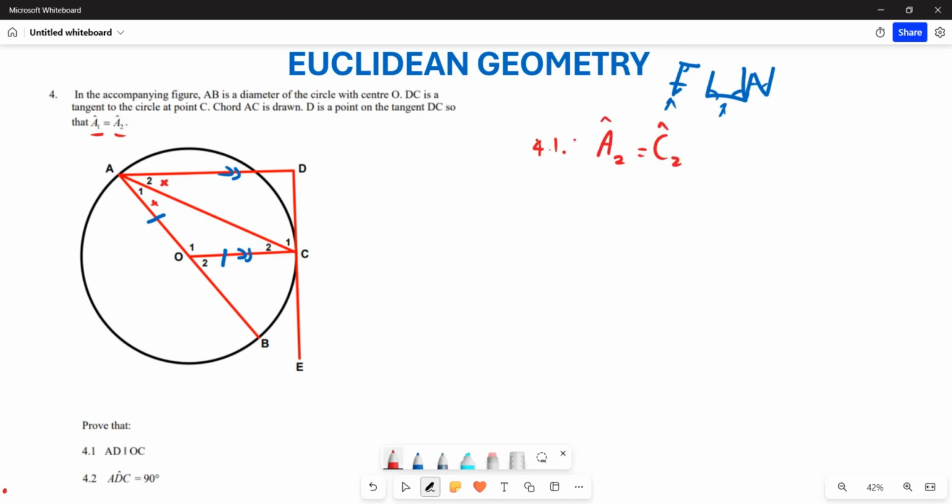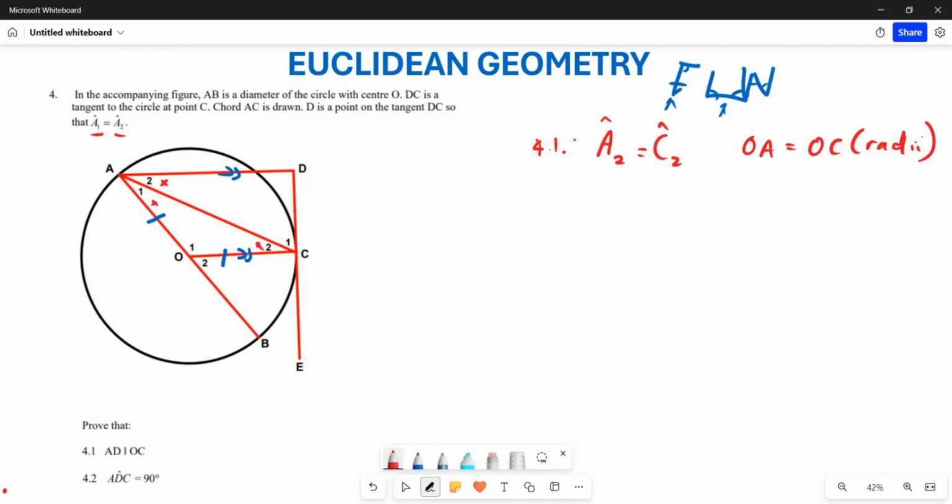Why is that the case? Because remember, we are given that OA is equal to OC. These are going to be your radii. And what does that mean basically? It means that your triangle AOC is an isosceles triangle. And in an isosceles triangle, the angles opposite the equal sides are also going to be equal. So that's the first thing that I want you to take note of.